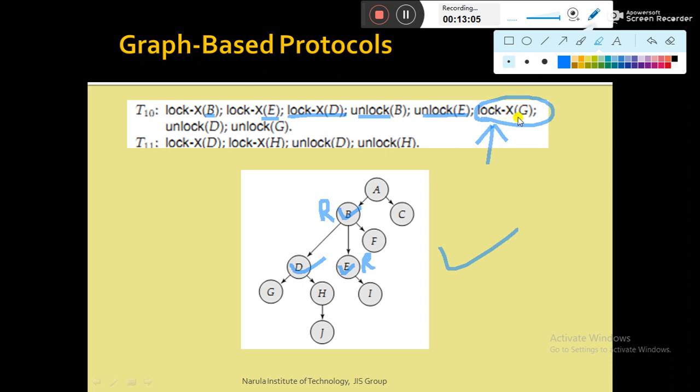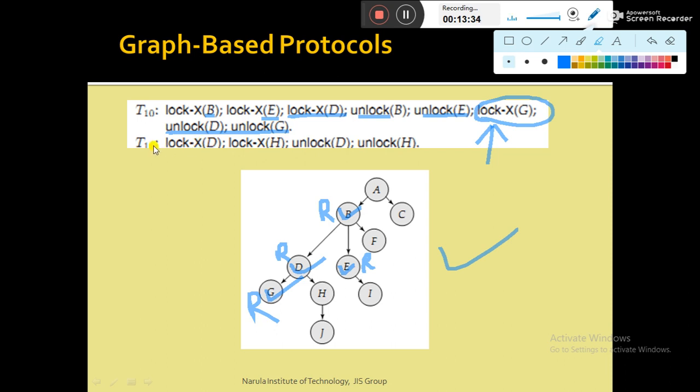Now lock-X G. The concurrency control component has to check whether the parent of G is locked or unlocked. Yes, the parent of G is locked, so the locking request is accepted and G has been locked. Then unlock D means D is released, and then unlock G means G is also released. So that is how lock and unlock happen in the graph-based protocol.